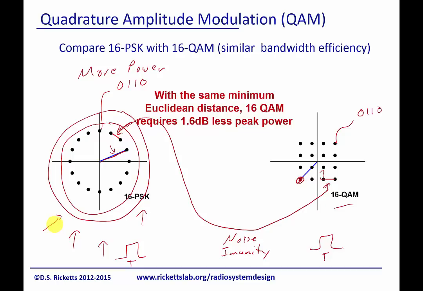So it's not that one is better than the other, it's just that you need to understand the trade-offs. At this point, you shouldn't understand all the trade-offs, but you should see the key concepts of noise immunity and of power, and of the fact that they're all the same bandwidth.